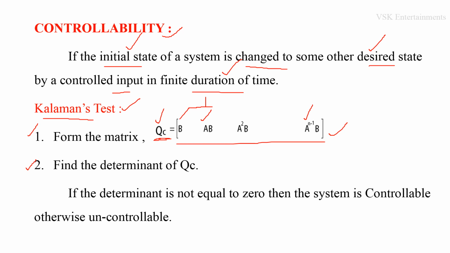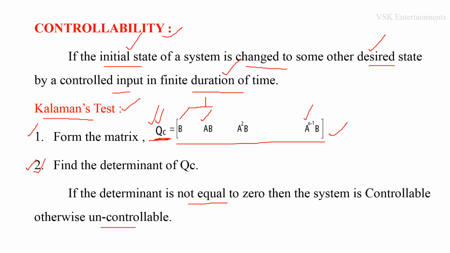After forming the controllable test matrix, in the second step we find the determinant of this controllable test matrix. If the determinant of the controllable test matrix is not equal to 0, then the given system is controllable. If the determinant is 0, the given system is uncontrollable or non-controllable. The concept is very simple.